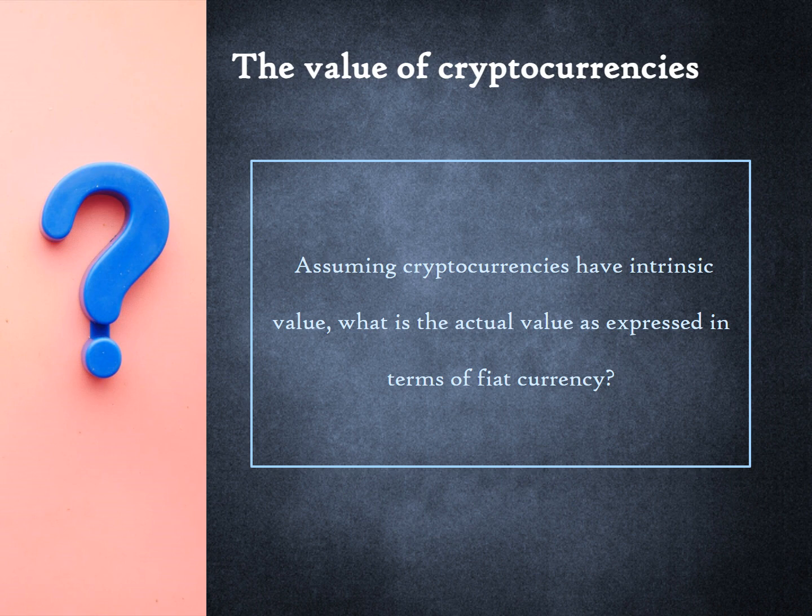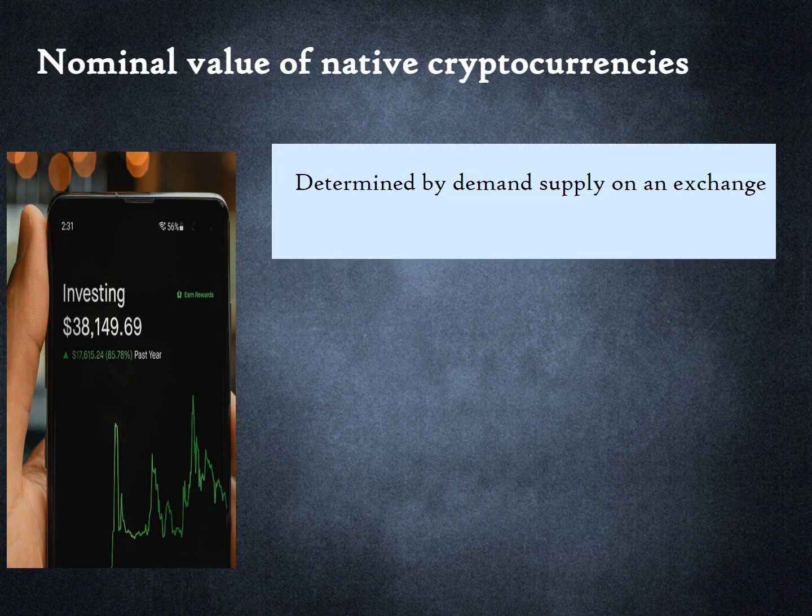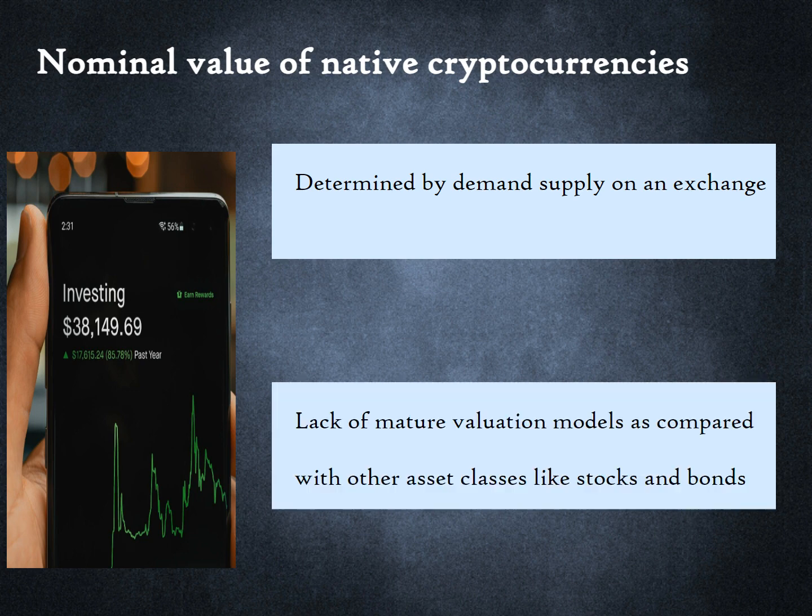But assuming crypto proponents are right, what should be the actual value in equivalent fiat currency? The nominal value of cryptocurrencies has historically been determined by demand-supply on an exchange. While prices of traditional financial assets like stocks and bonds are also revealed by the prices at which people trade them, fundamental valuation models exist for them. For instance, the nominal value of a share can be determined by valuation models like discounted cash flow, though different people would arrive at different numbers based on their model assumptions. As cryptocurrencies mature as an asset class, valuation models will evolve for them.